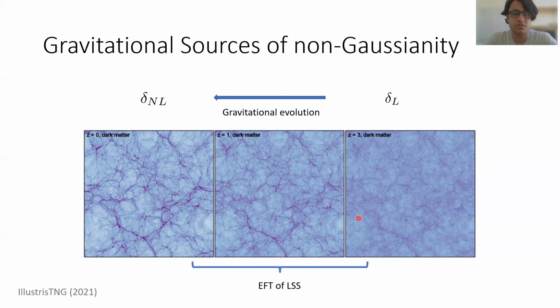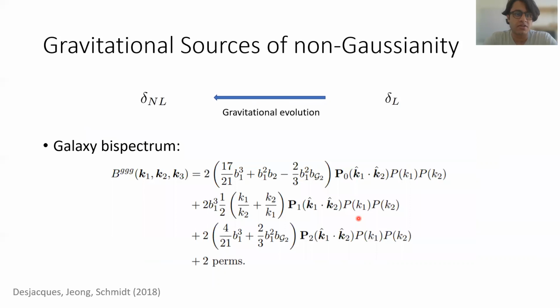Now, this evolution can be captured by the EFT of large-scale structure and or another perturbation theory scheme. And under the EFT of large-scale structure, for example, the galaxy bispectrum can be written as a series of terms organized in Legendre polynomials with some prefactors which depend on the bias coefficients. So this is the galaxy bispectrum at tree level.